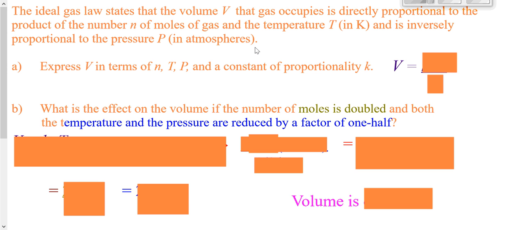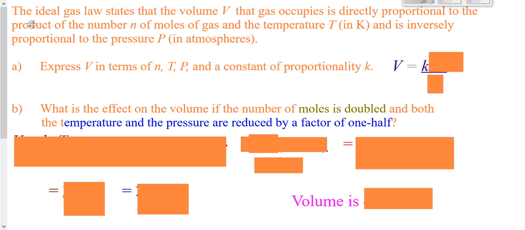So we have our volume is directly proportional to the moles and temperature, to their product. By the way, temperature is measured in Kelvin. And it's inversely proportional to the pressure. So we're going to go volume equals, always throw in your constant of proportionality K directly, so that means this stuff is going to be on top.